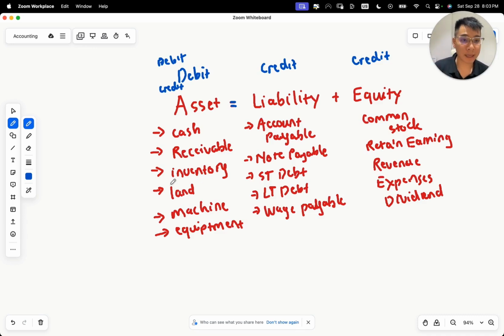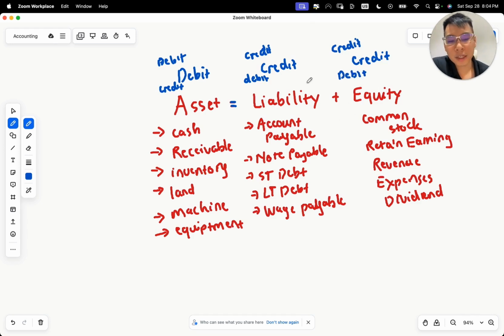Now, with liabilities, it works in reverse. To increase liability, because liability is a credit account, you have to credit it. So that's why accounts payable increases by crediting it, because it's a credit balance. To decrease the liability, we have to debit it. Same with equity. To increase equity, we credit our equity, and to decrease equity, we have to debit.